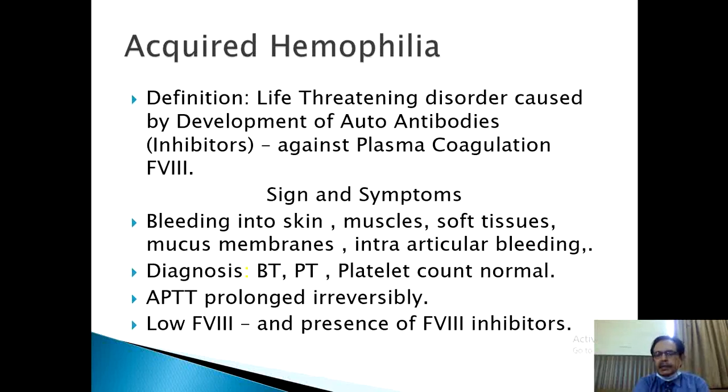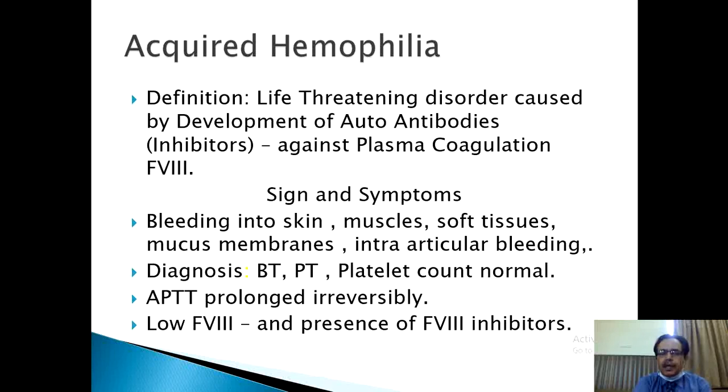What are the signs and symptoms? There may be bleeding into the skin, bleeding into the muscle and soft tissues, and the patient can bleed from the mucous membranes, and sometimes the patient bleeds into the joints also.